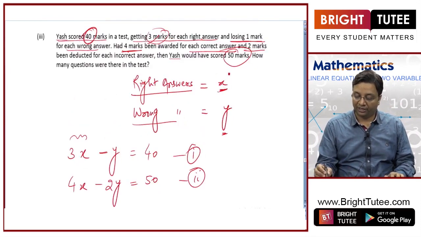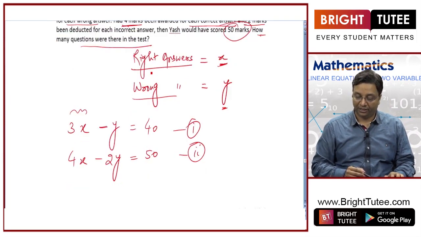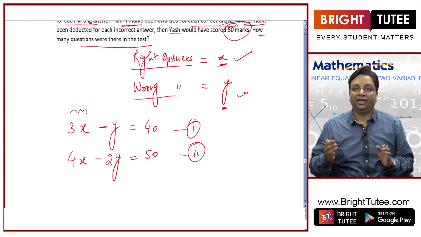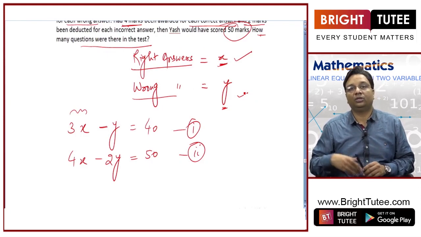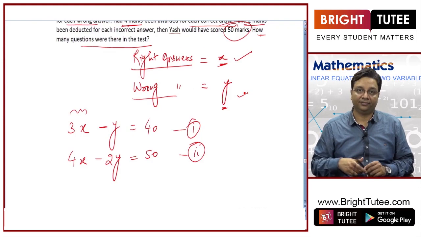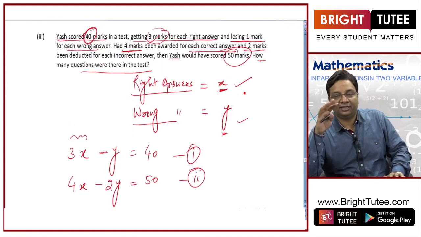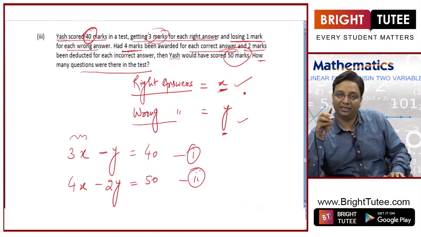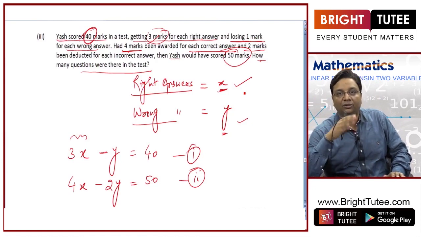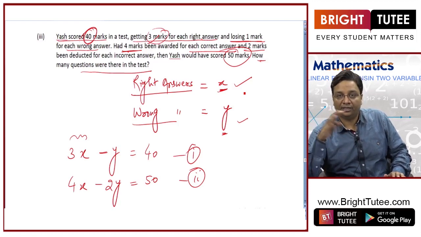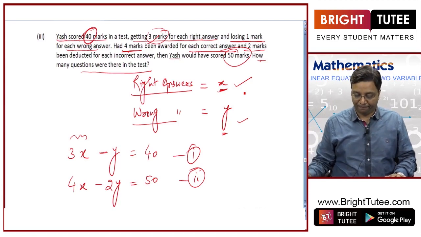What I am supposed to find here is how many questions were there in the test. Okay. So if x are right answers, y are wrong answers, x plus y should be the total number of questions in the test. Okay. And we already assume that he has not left any question. Either he has done the question right or he has done it wrong. He has not left any question. Okay.